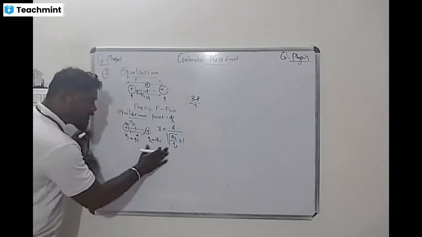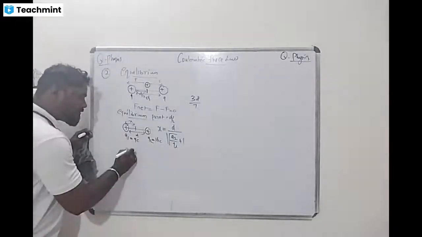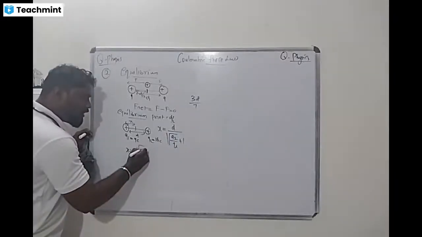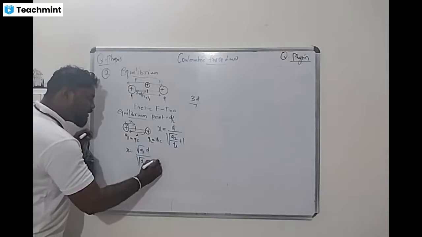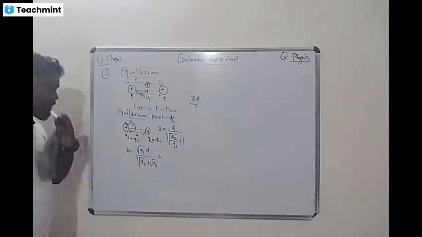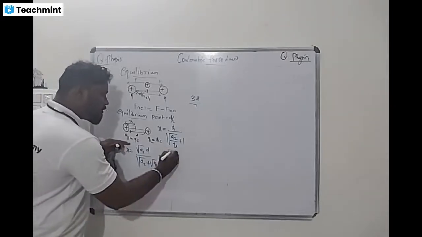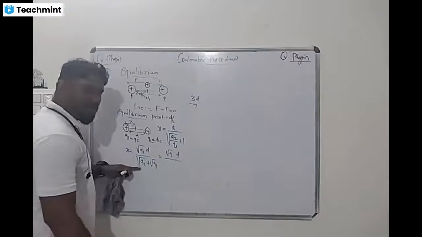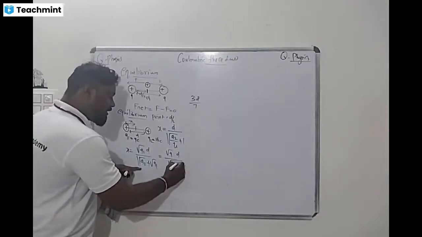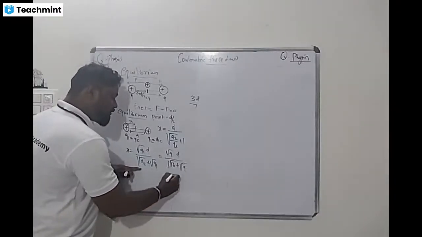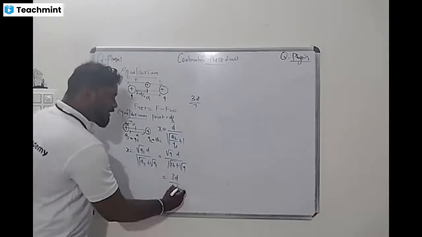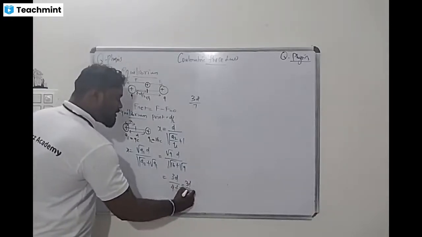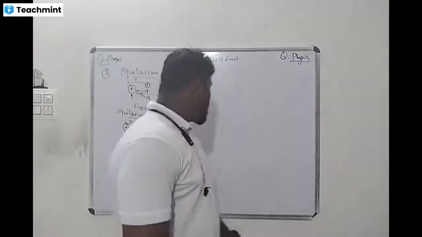Okay, everyone check and tell me. How can we write x? X is equal to d divided by root Q2 plus root Q1, so it can be written like this. Q1 is 9 and Q2 is 16, so d divided by root 16 plus root 9. So what is the value? 3d divided by 4 plus 3, that is 3d divided by 7. It's good now. That's it.